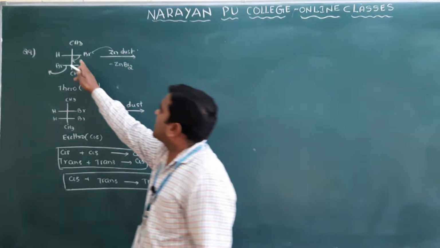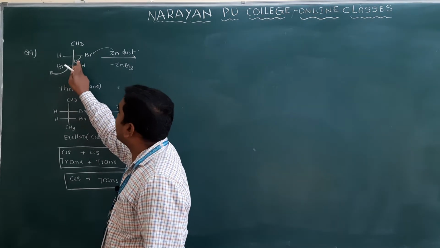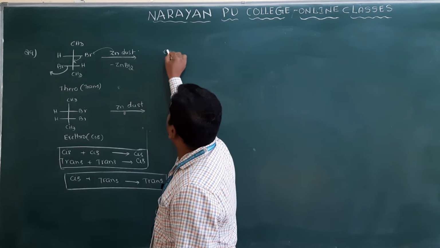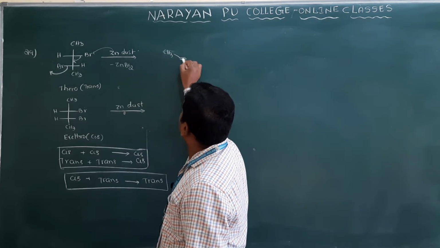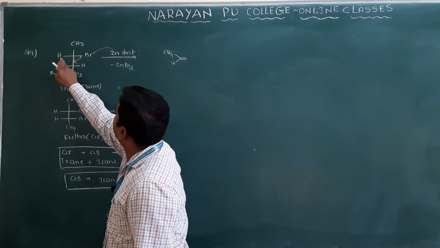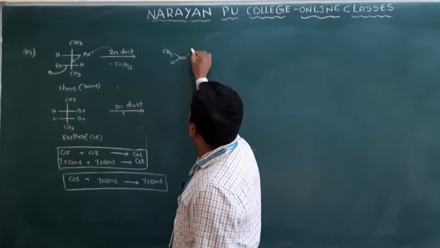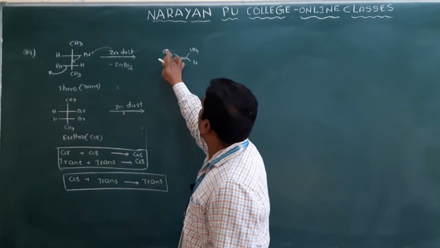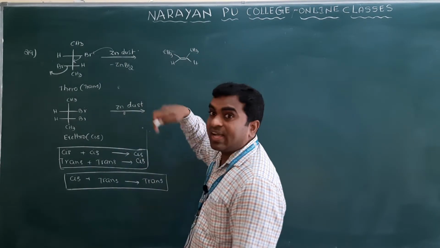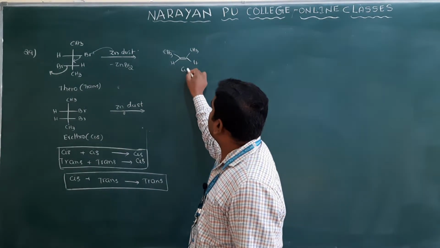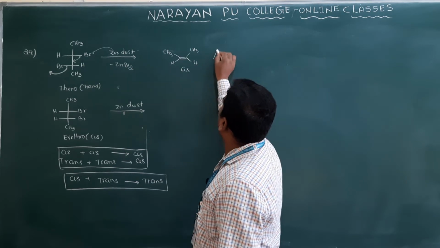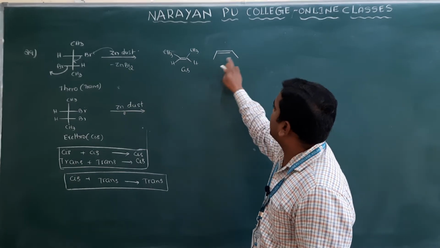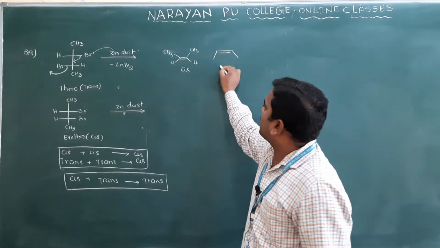Clear? Then which alkene do you have to get? You will get the cis alkene. Cis alkene means what? There will be a double bond, CH3 and H, and on the other side a double bond, CH3 and H. Both CH3 groups should be on the same side, then only we will call it cis, or simply I can write it this way. This is CH3, this is CH3. Both CH3 are present on the same side.